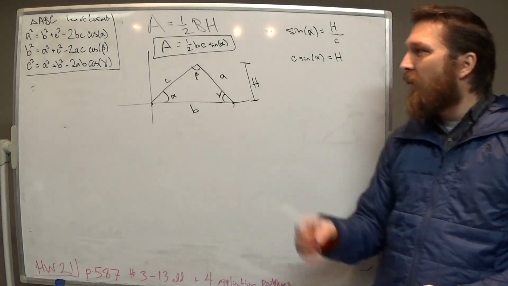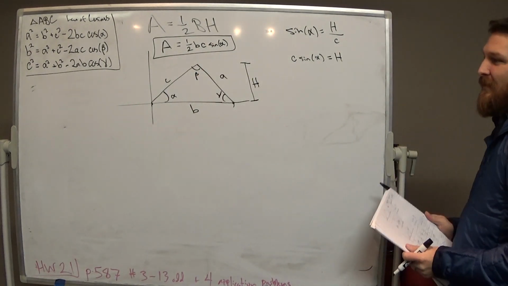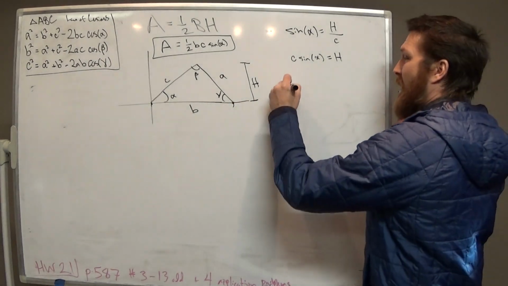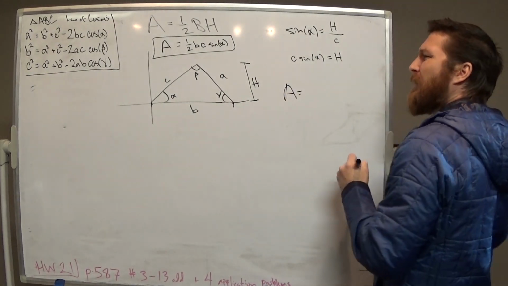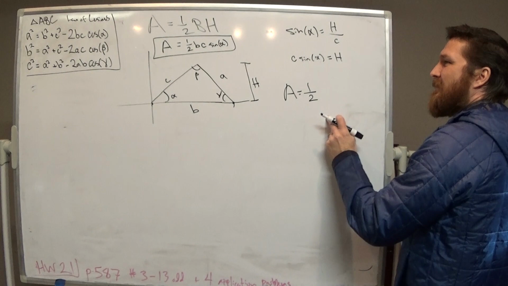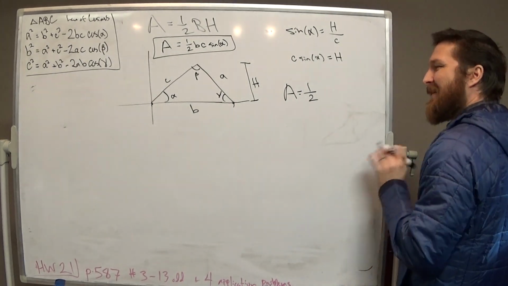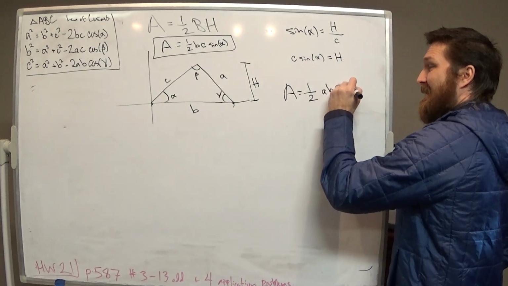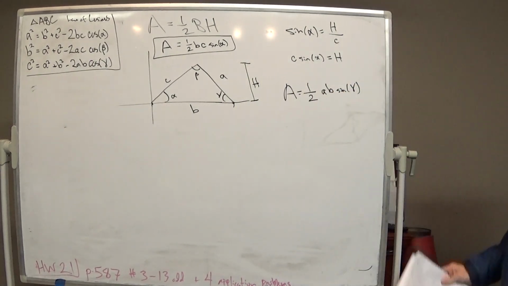Okay. So here's a question. Suppose I knew what gamma was. What do you think the formula would be? A equals 1/2 something, something, something. AB sine of gamma. AB sine gamma. And then we could do that, right?